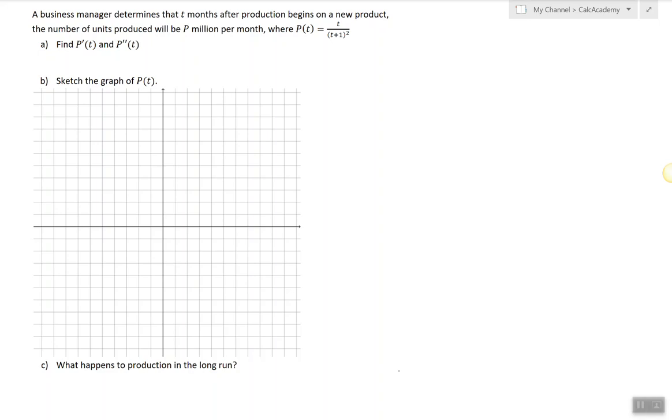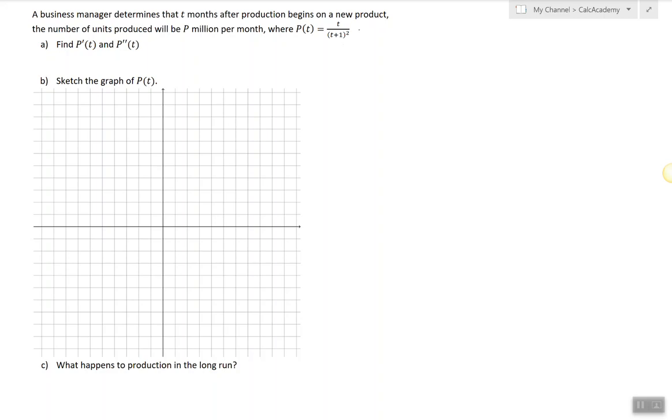In this video, we'll show how to use the graph of a function to answer some of the questions about a process from application. So here we have a function that relates the number of units produced to the time. And it's a rational function. And just by looking at the way it's written, we can immediately sketch the graph of this function.